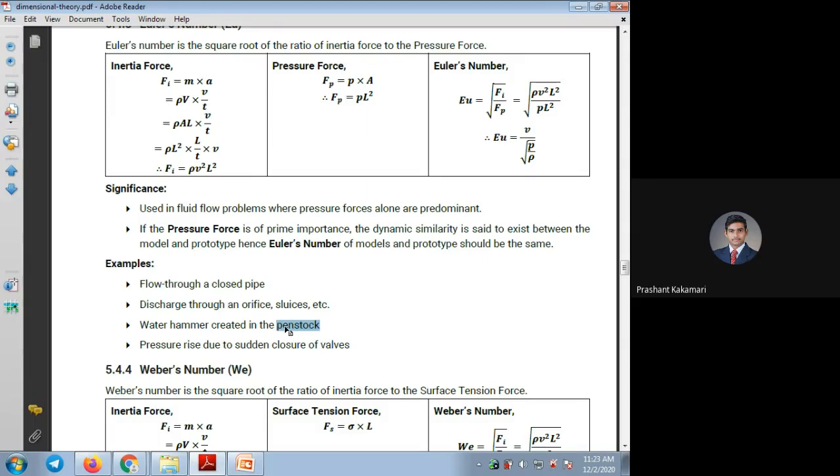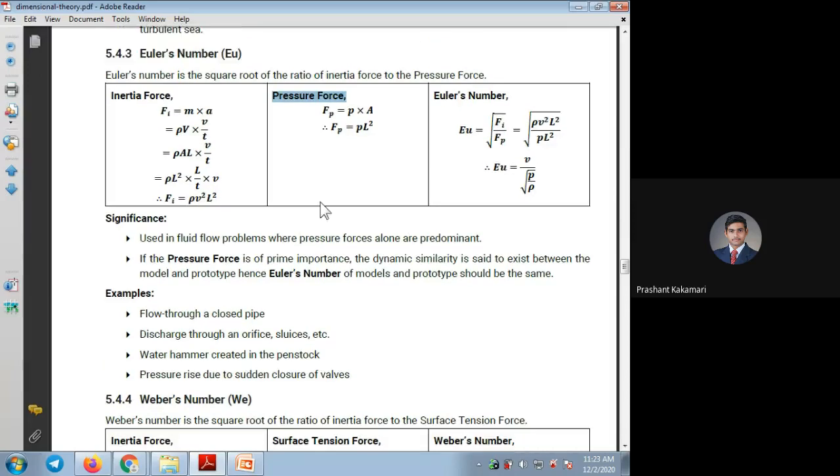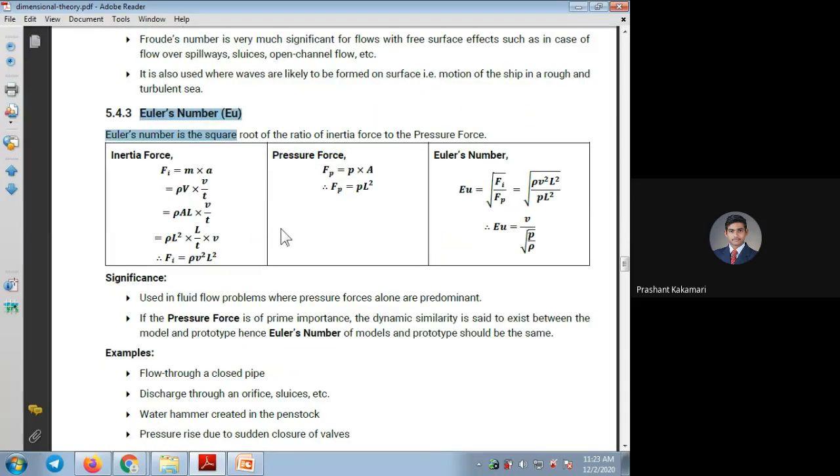Or once you open this penstock, the flow of water to the turbines, to the Pelton turbine or the Francis turbine, the water will come and hit the moving gears. So to study this water hammer, there also exists the pressure force. So in such applications, we find this Euler's number.